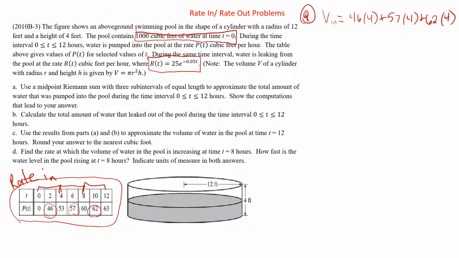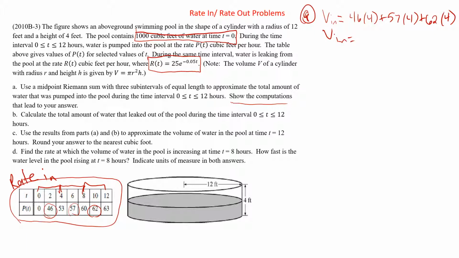Now, what we just wrote down would be showing the computations that lead to the answer. We don't have to show every single step. How do we go 46 times 4? How do we do 57 times 4? How do we do 62 times 4? We don't actually have to show that. We needed to show this step right here, which is setting up the problem. From here, we could go straight to our answer.